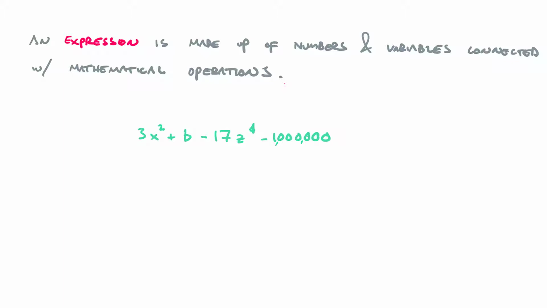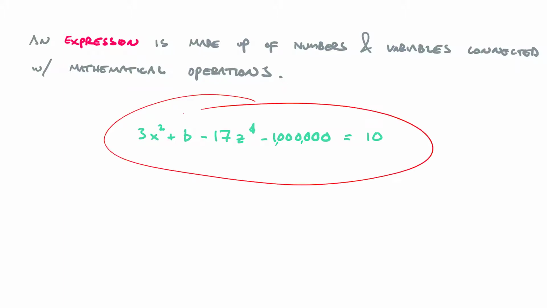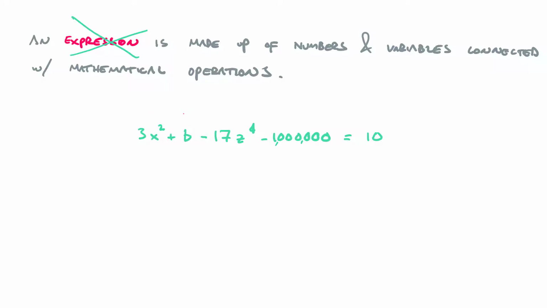3x squared plus b minus 17z to the 4th minus a million. Still made up of numbers, still made up of variables, still connected with mathematical operations, still just really addition and subtraction. And that's it. As soon as you set it equal to 10, though, this whole thing ceases to be an expression. It's not an expression anymore.